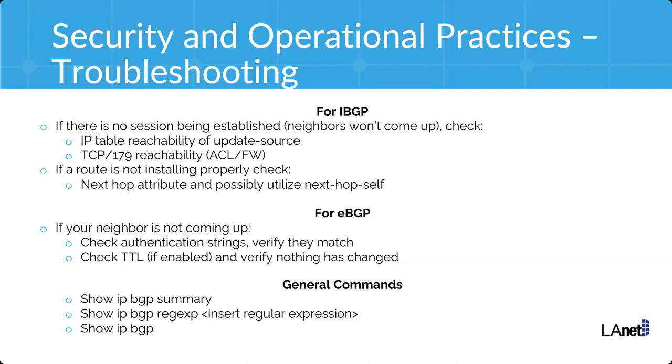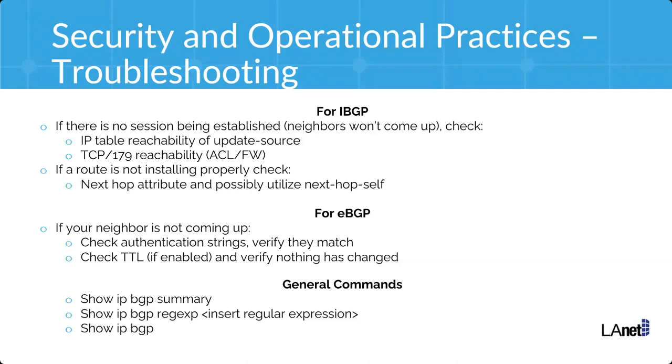If I have my neighbor relationship, but a route is not properly being installed, meaning I'm learning it in BGP, but it's not reachable, check that next hop attribute, right? Make sure that the next hop in the BGP table is reachable in the IP routing table. And if needed, utilize the next hop self configuration in IBGP like we did in the lab.